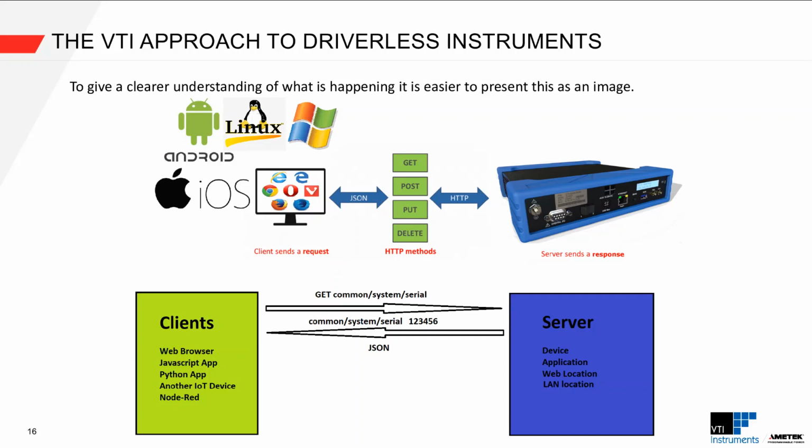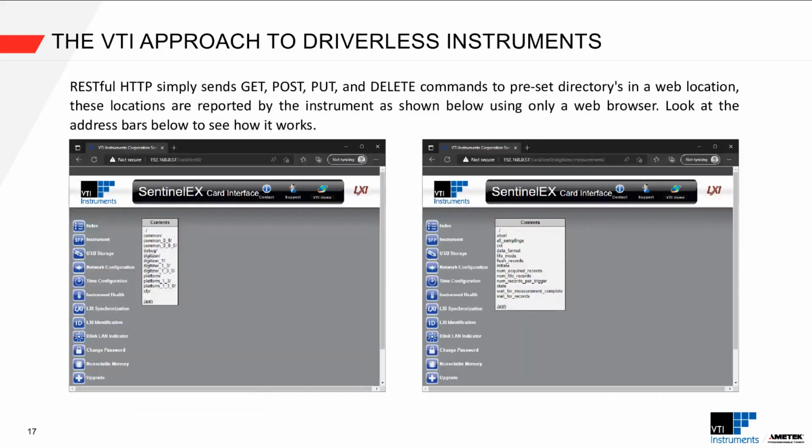The server, which could be a physical device, test instrument, it could be an application on another PC, it could be a web location, it could be a LAN location, receives that information, responds to it, and sends it back as a JSON file to the client, and so on and so forth. And it really is as basic as that. How does that look? And I've used a VTI Instruments device here just to show how this works.